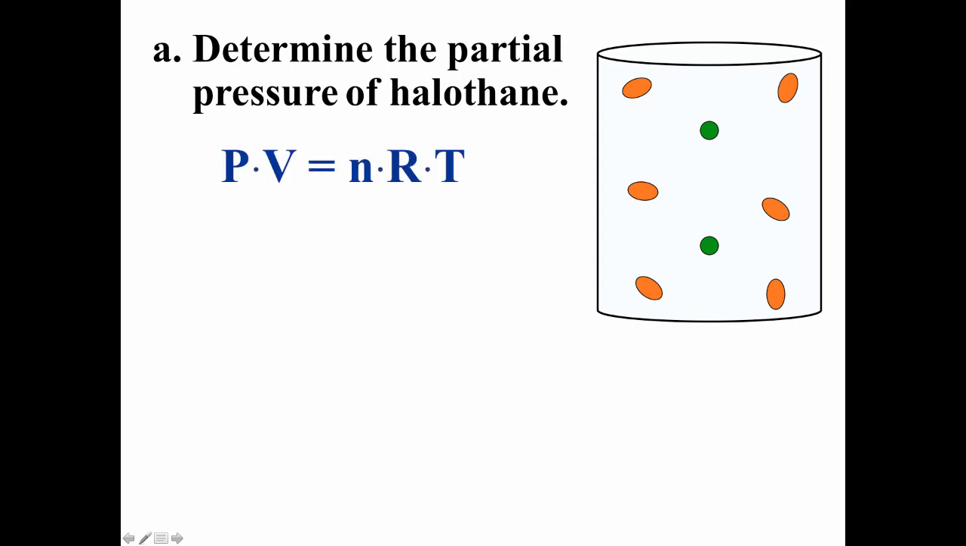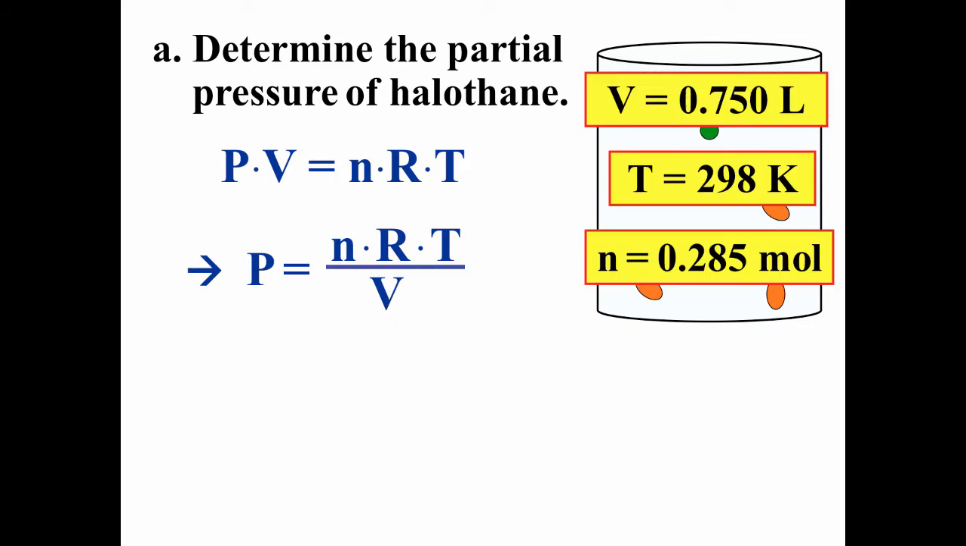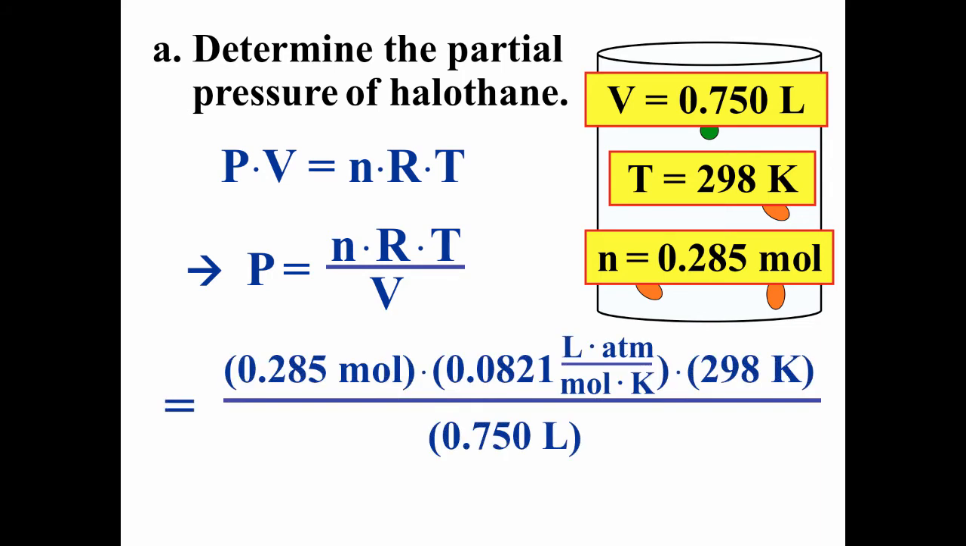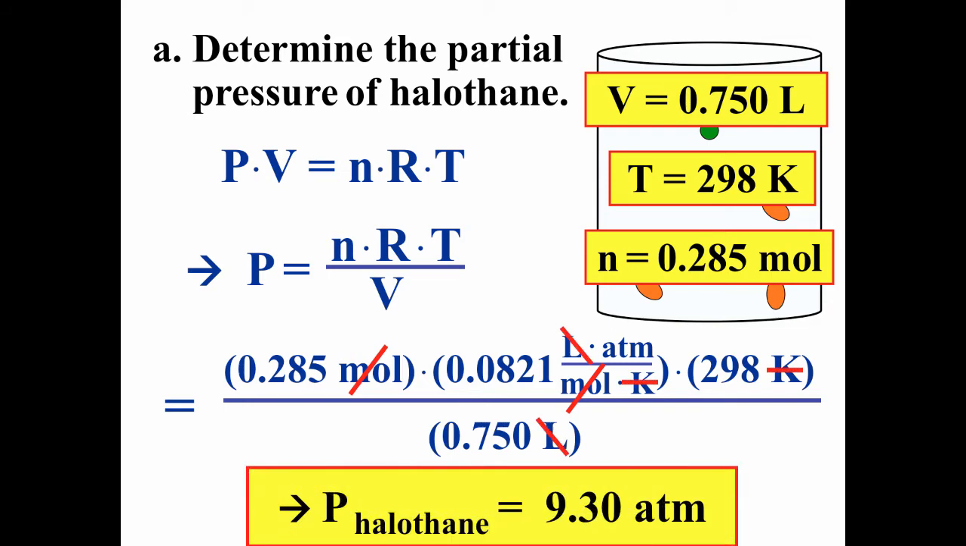So this is actually just an ideal gas law problem. PV equals nRT. We can solve for P equals nRT over V. For the halothane, the volume, temperature, and number of moles are known. We plug that into PV equals nRT, solved for P. Cancel units in the usual manner. Do note you better go to Kelvin for your units. And what we find is the pressure of halothane in this particular instance is 9.3 atmospheres. So this is the partial pressure due to just the halothane in this container.